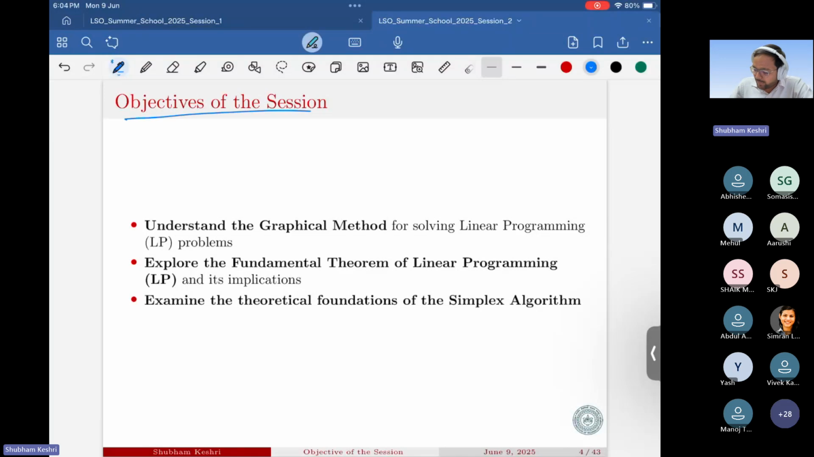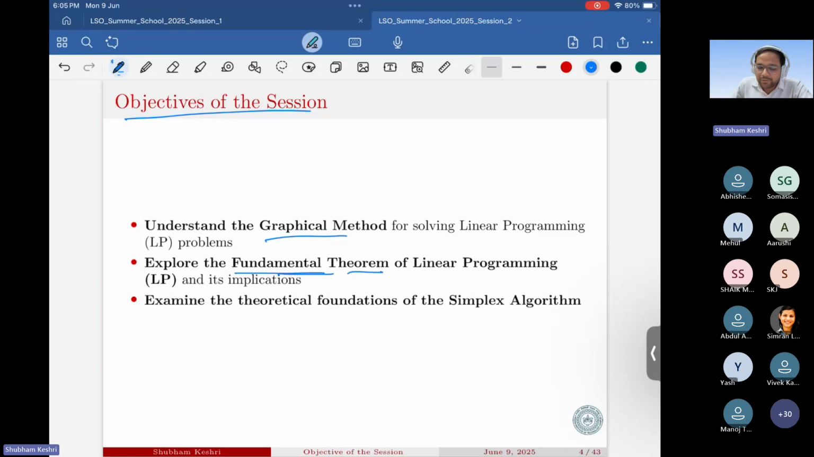The objective of this session is to understand the graphical method first. So we'll see how the graphical method works, and I am pretty sure all of you know what we'll cover in the graphical method. Then we'll move on to how to translate the concepts we have learned in the graphical method to see how simplex works. Before going to simplex, we'll see some fundamental theorems.